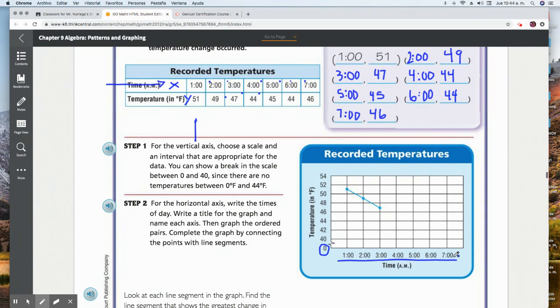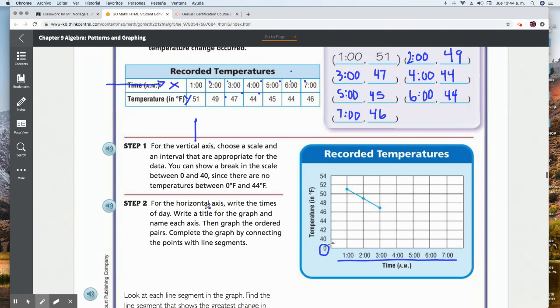All right. Step number 2, for the horizontal axis, write the times of day. So it's already there. Write a title for the graph and name each axis. So the title for the graph is recorded temperatures. The title was taken from the title in this table. Okay, temperature in Fahrenheit is the same title for this line, and the time in the morning is the same word that was written right here.